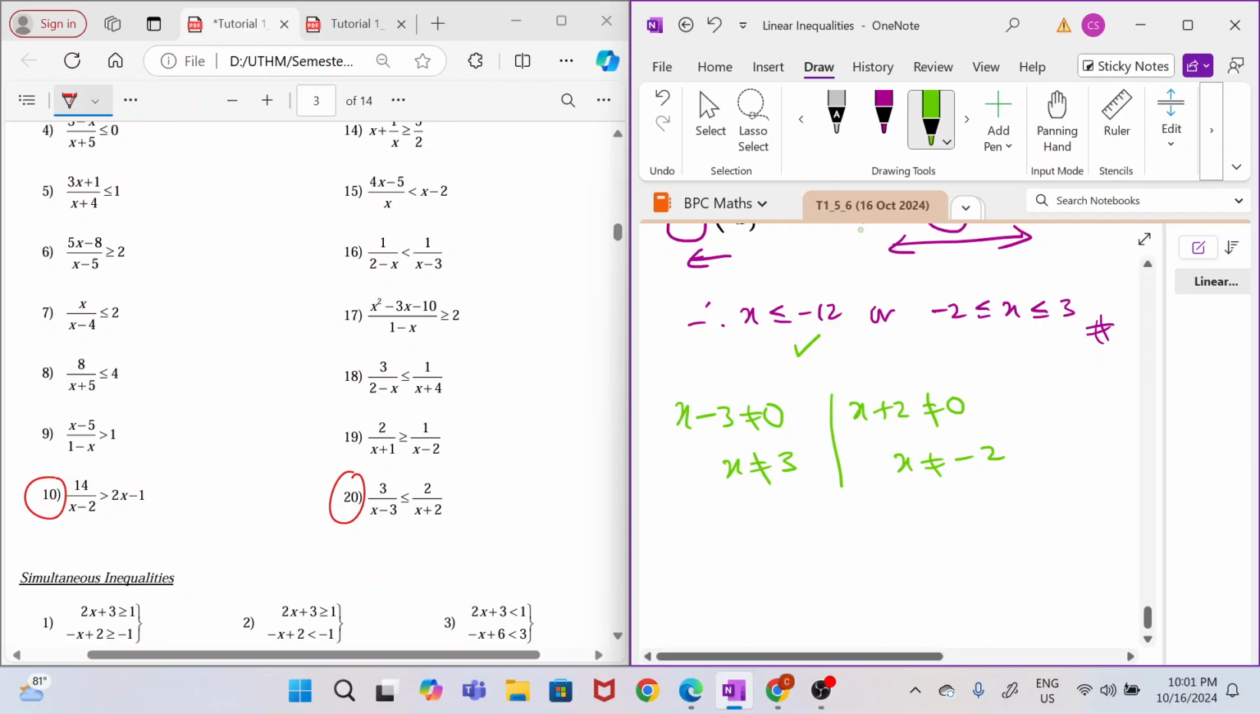Can you see x? There's an equal here. x equal to negative 2, but we don't want negative 2. So what do we have to do? We remove this one. Let me write here, we remove, and x equal to 3, but we don't want x equal to 3, so this one also we remove, the equal sign we remove.